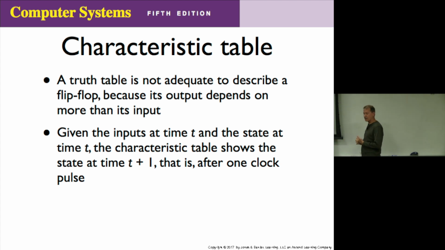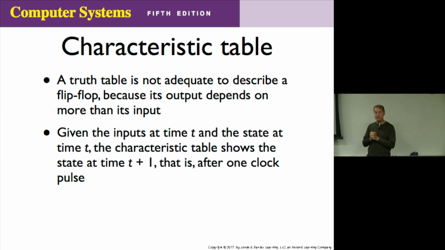So now let's take a look. What we're going to do next is look at how to design different sequential circuits using flip-flops designed with this master-slave principle. And the first thing that we need to think about is the characteristics of a combinational circuit. The output depends only on the input.